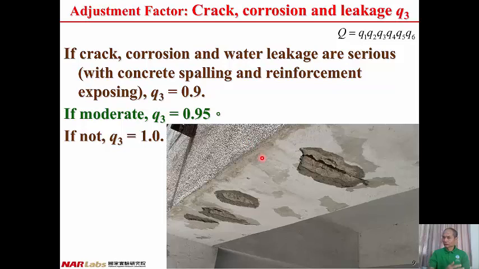If the situation is not that serious, it's moderate, then the adjustment factor Q3 equals 0.95. If there's no crack, no corrosion, no water leakage, then the adjustment factor Q3 equals 1.0.